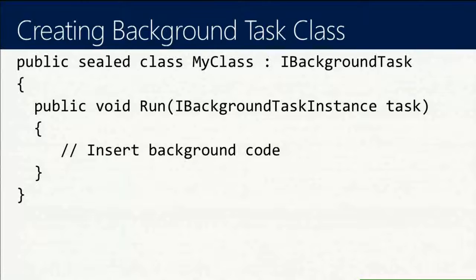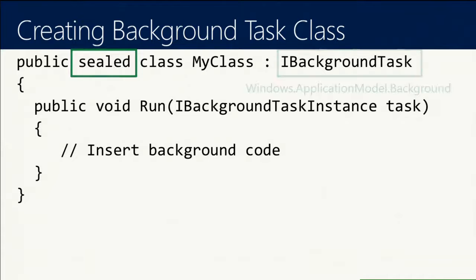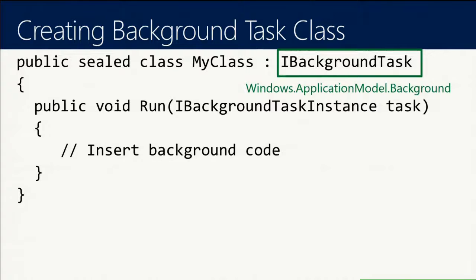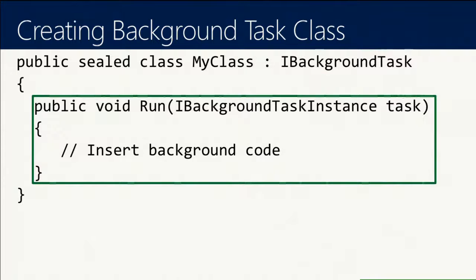Now, when you define the background task, first thing to note is that all your classes will be sealed, and this is not a background task thing. This is any class that you have inside of a Windows Runtime library has to be sealed. And your class will implement the IBackgroundTask interface. This and all the background task classes and enums are found in the Windows.ApplicationModel.Background namespace. And the IBackgroundTask interface has a single method, a Run method.